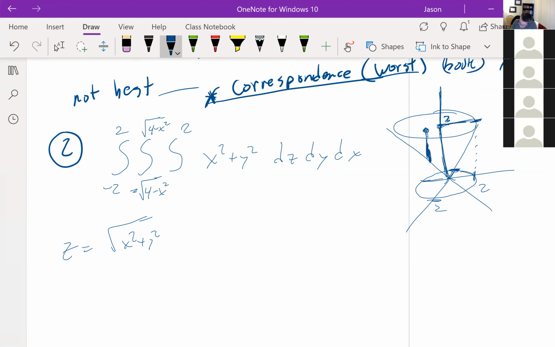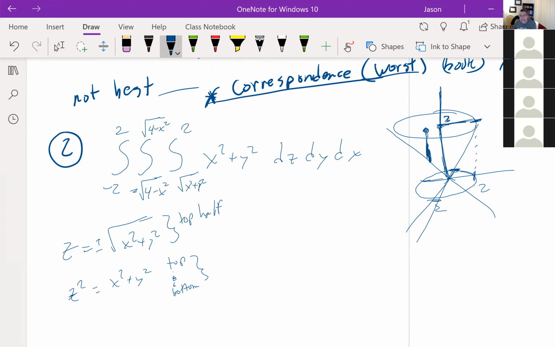We could have the bottom half as well, and then it would be plus or minus, or it would be z squared equals x squared plus y squared. This is the top and bottom of the cone. But this is just the top half of the cone there. And so it's square root of x squared plus y squared.